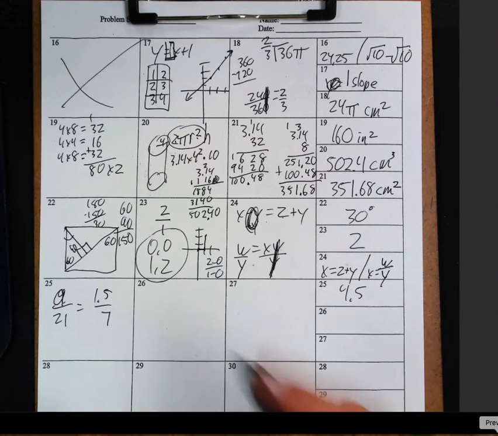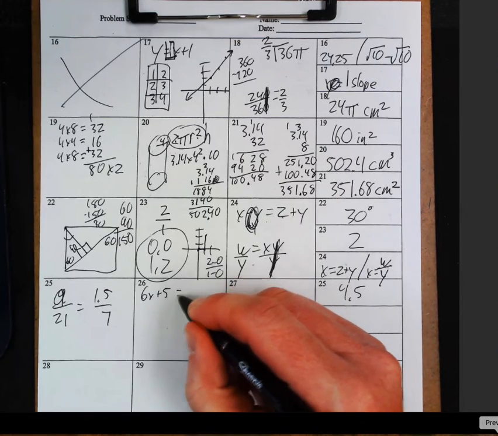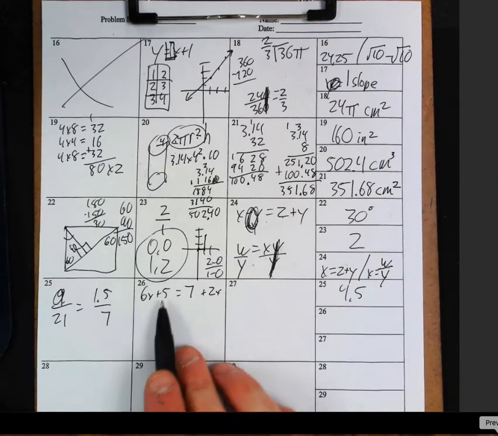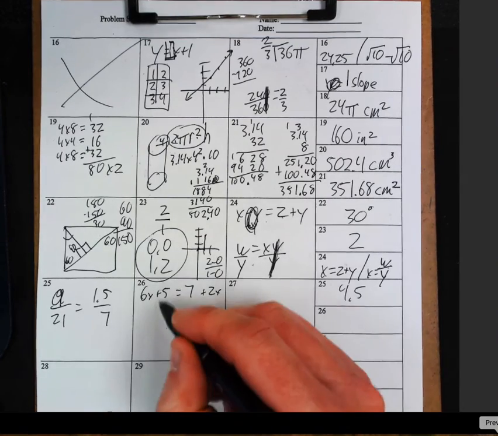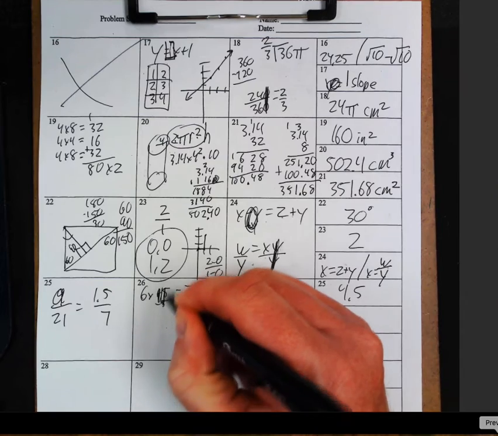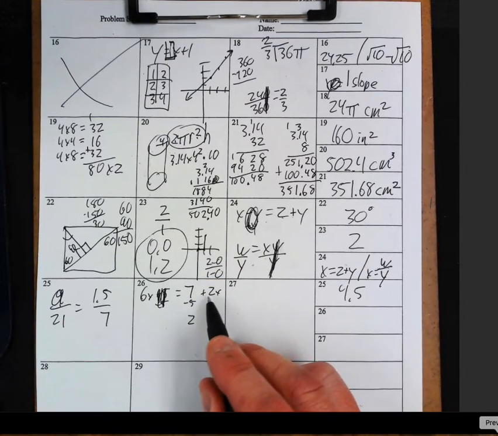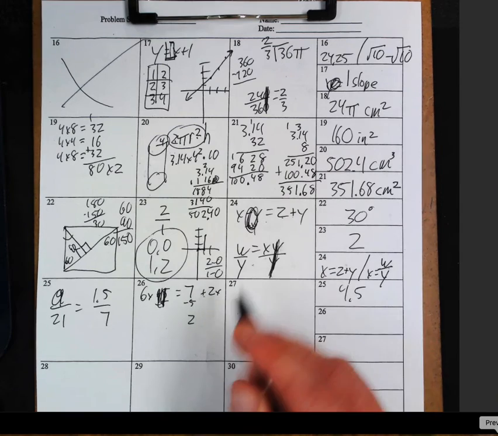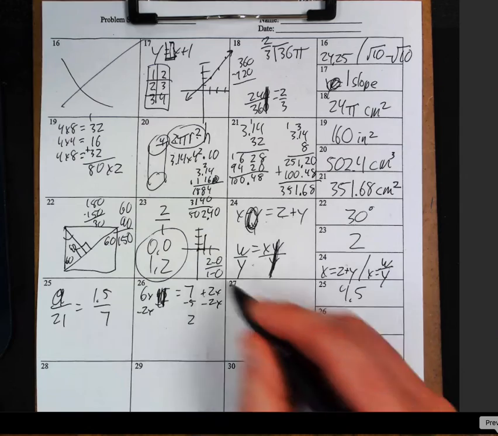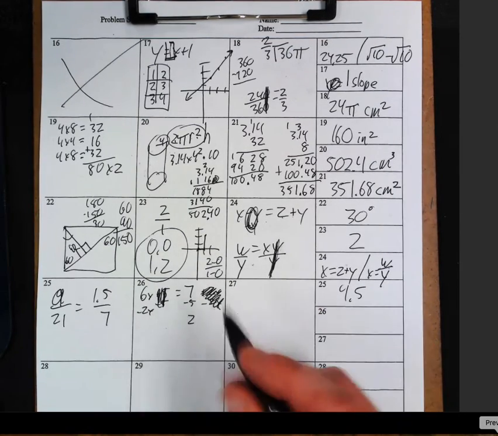26. I have 6x plus 5 equals 7 plus 2x. How do I get rid of plus 5? Subtract 5. Subtract 5 on the left. Subtract 5 on the right. On the left, the 5's cancel. On the right, the math equals 2. Get rid of the 2x. I'm adding 2x, so I should subtract 2x on the right. On the right, those x's cancel. On the left, 6x minus 2x is 4x.